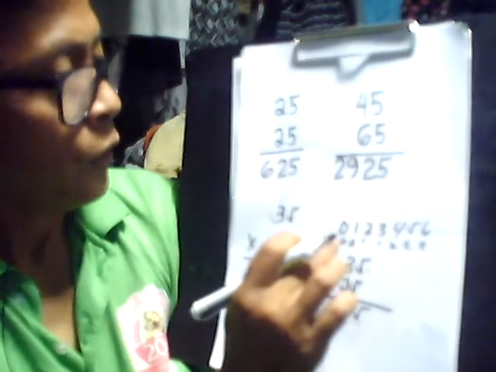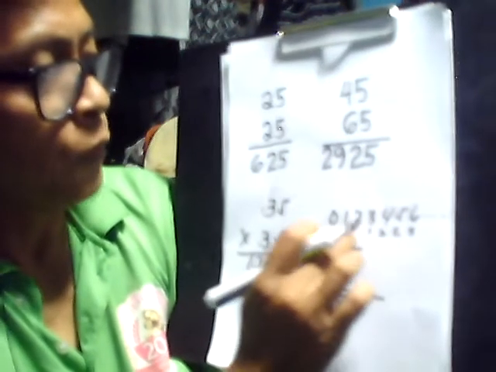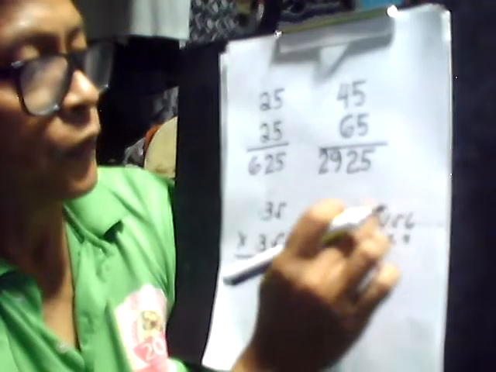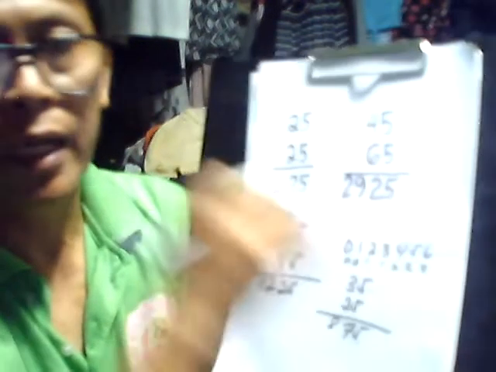Okay? Again, for 0, you don't have to add any. For 1, you don't have to add 1. For 2, you add 1. For 3, you add 1. For 4, you add 2. For 5, you add 2. For 6, you add 3, and so on.